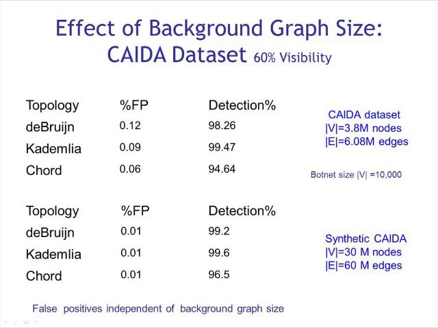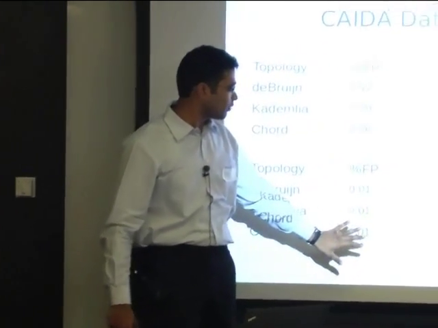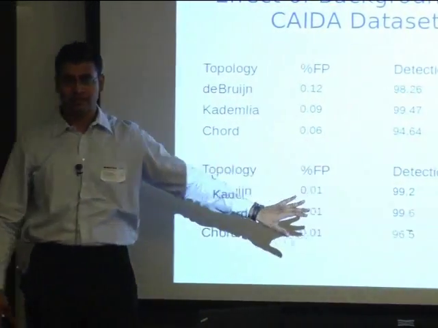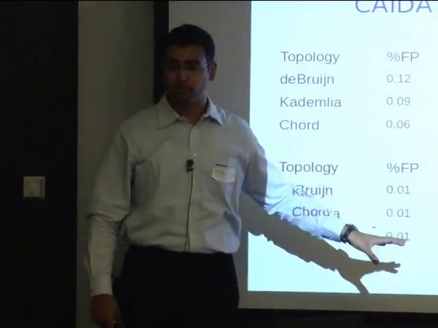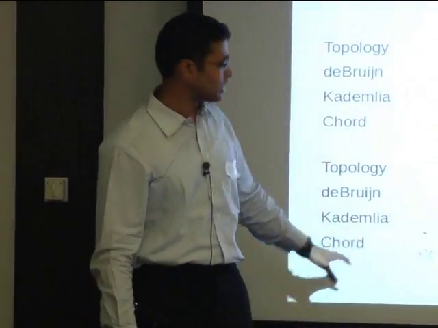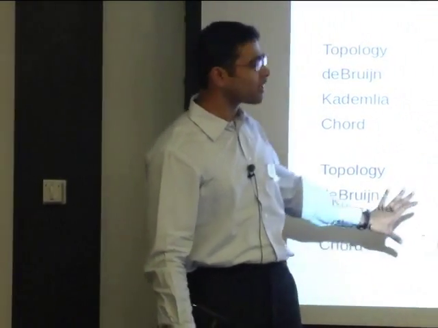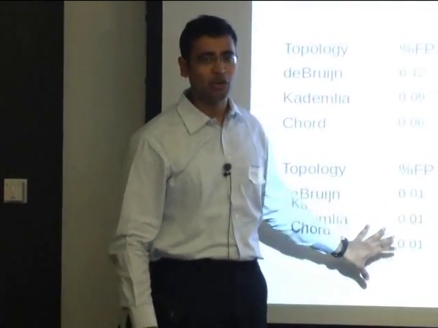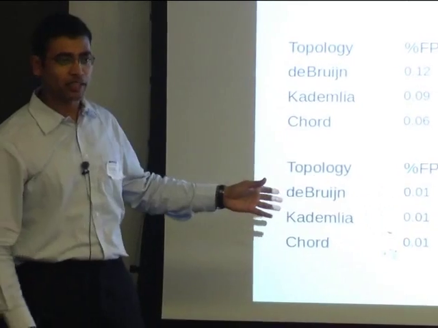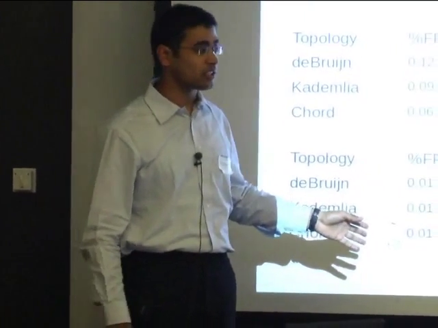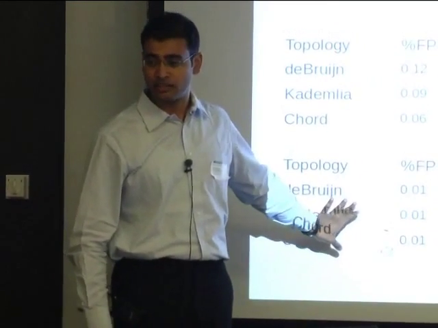When we do the embedding, the false positive rates again fall massively and the detection percentage increases. This is again the effect of sampling really, rather than anything else. But the point I was trying to make is not that the false positive rate is very low, but that it runs within the hour. It takes about 10 minutes to run the algorithm on this.